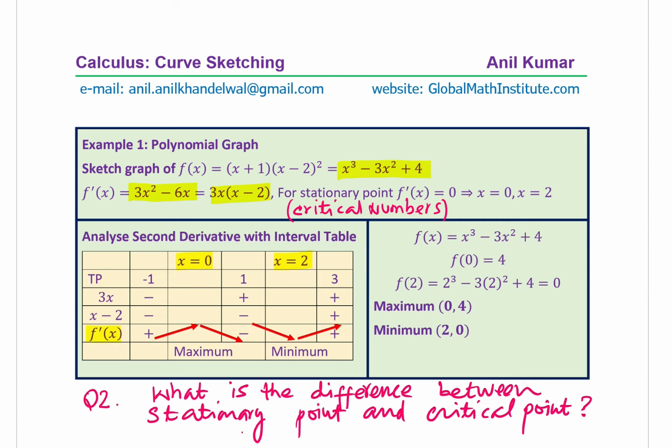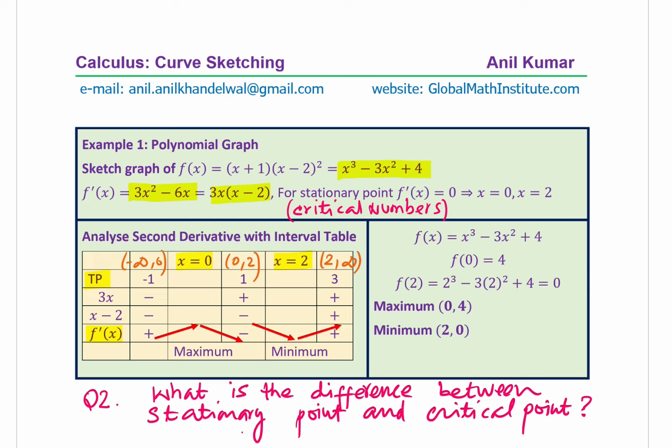So we analyze the first derivative. For that, we take a test point on either side. These two zeros divide our plane into three regions, right? So we have three regions here. One region is from minus infinity to 0, the other one is from 0 to 2, and the third one is from 2 to infinity.